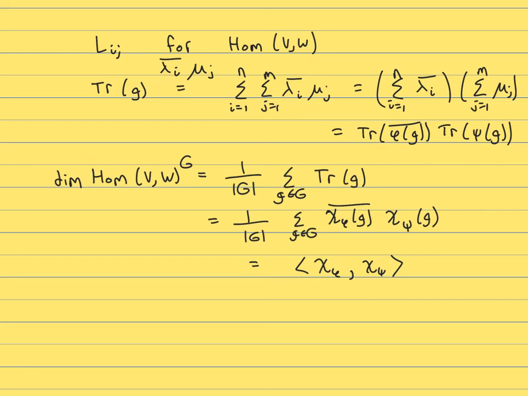Given two representations or G modules, the inner product of their characters is always a non-negative integer. What that integer is telling you is the dimension of the G invariant homomorphisms between the corresponding G modules. So that remarkable fact explains a lot of the inner product formulas.